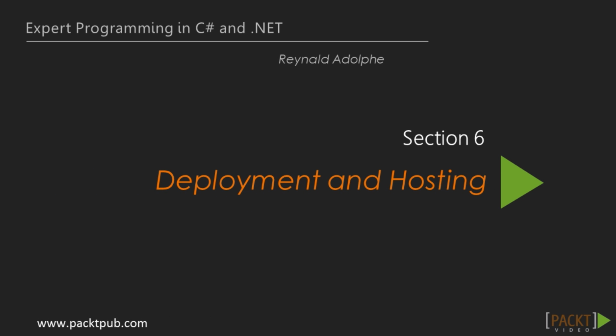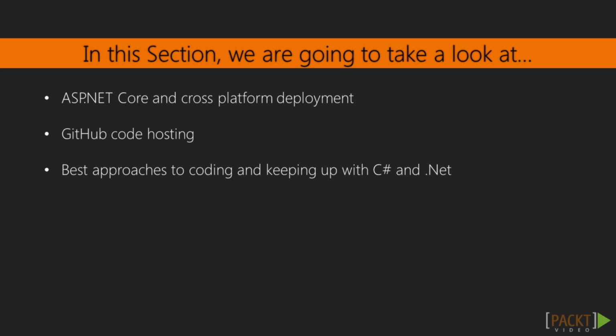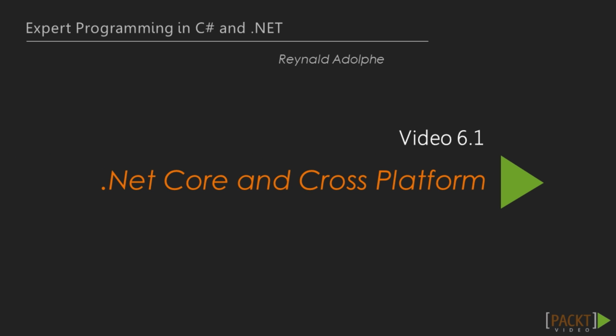Hi everyone. In the last section, we built a mortgage calculator and touched on some important programming concepts. In this section, we're going to cover some changes that have happened with deployment and also touch on the topic of hosting and then wrap up the course. Specifically, we're going to briefly talk about ASP.NET Core and its ability to be cross-platform. Then we'll move on to talk about GitHub, and then finally the best approaches to coding and keeping up with C# and .NET. So for now, let's kick it off with .NET Core and its ability to be cross-platform.